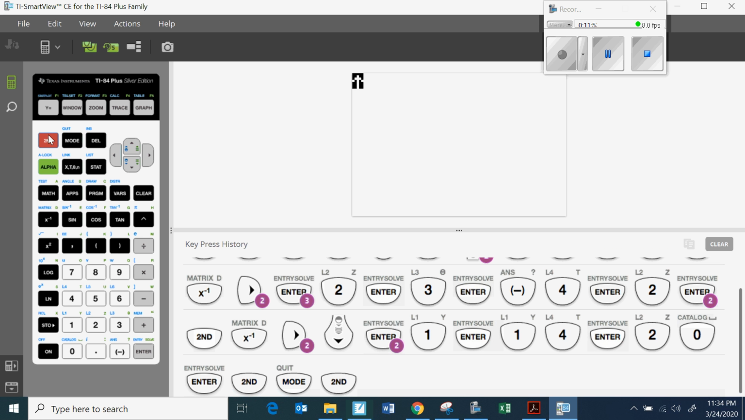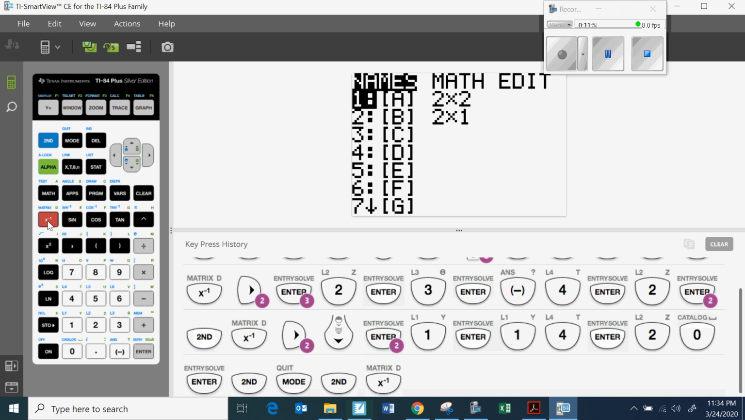So, second matrix again. This time, we're not going to use edit because that's for inputting information. We've already input our information, so now we want the names of them on the home screen. When you're going to plug it on the home screen, you only go under names. You don't use edit on the home screen. Edit's to input the matrices themselves. Once we have them in, to put stuff on the home screen, we use the names only.